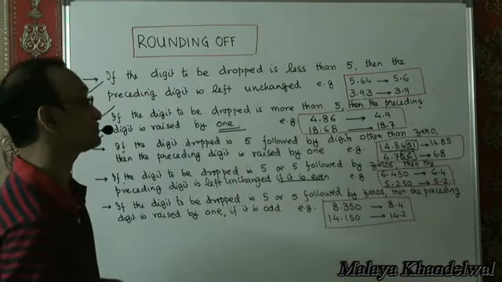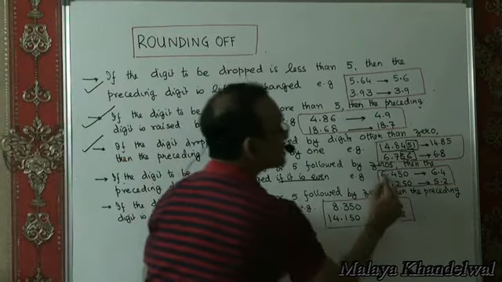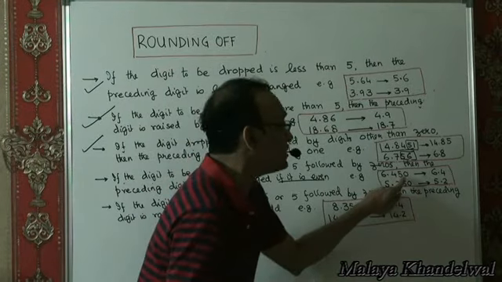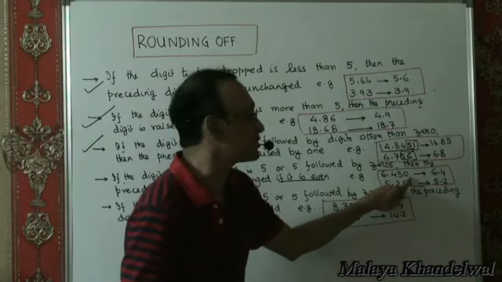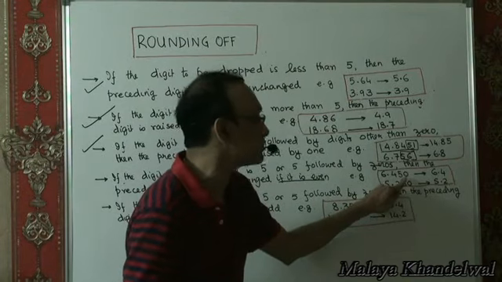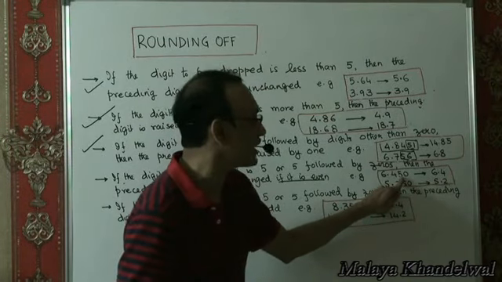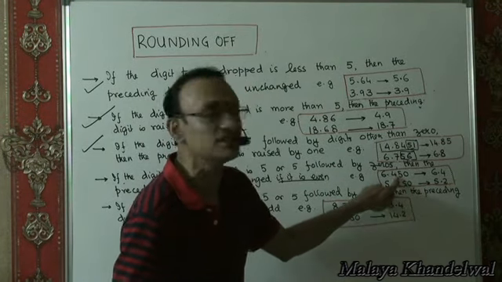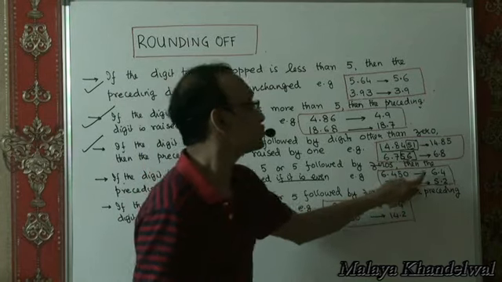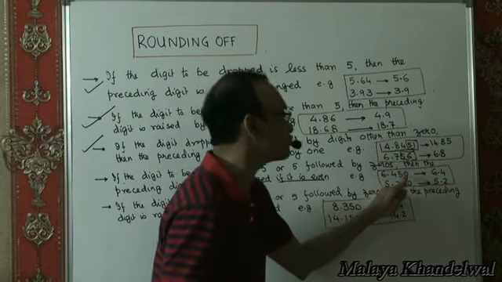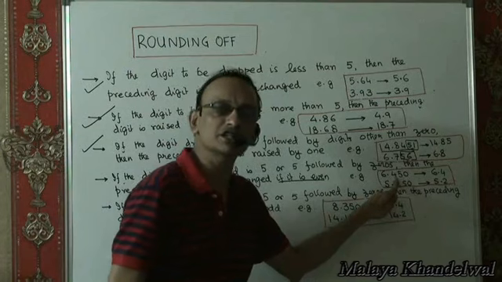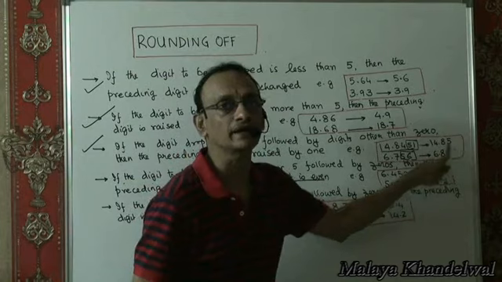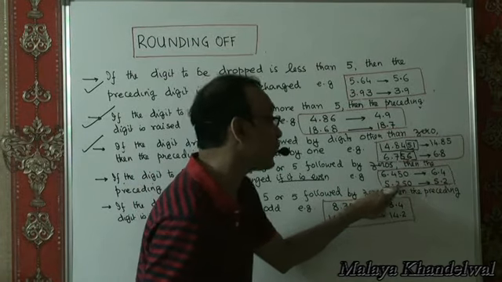Now check this out. 6.450, right? It's 5 or 5 followed by a certain number of zeros. If I want to drop this, the number preceding this is an even number, and it will remain the same. So the approximation would be 6.4. If I have to drop 5, 0, let me look at the digit just prior to 5. It's an even digit, and I will retain that. It will be 6.4.